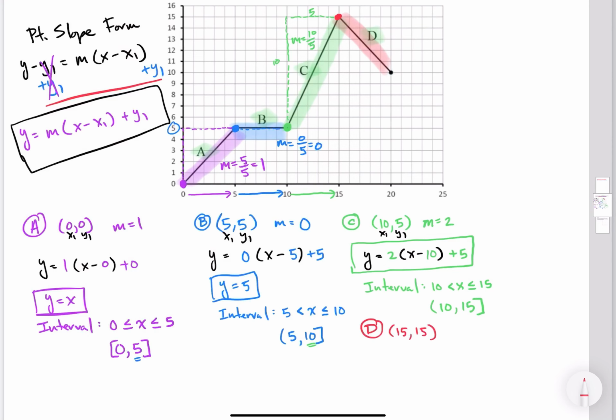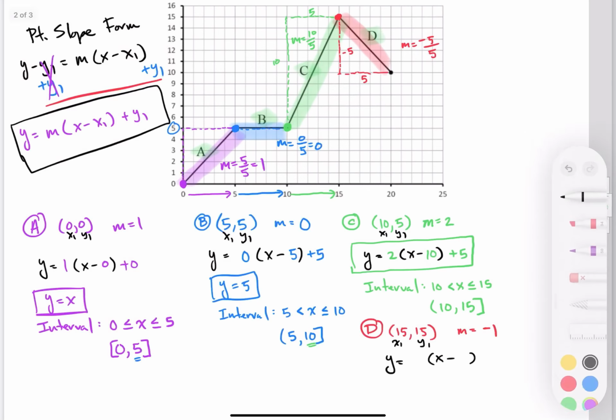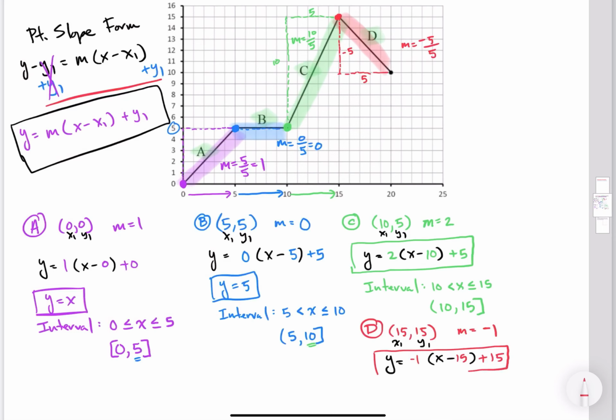Okay, and then the slope of this line, well, again, we'll do our rise over run. The rise this time, we're going down 5, so negative 5, and then over 5. So the slope in this case is negative 5 over 5. Well, negative 5 over 5 is just negative 1. So here we have our x1 and our y1. And again, all we've got to do is substitute it into that format. So y is equal to our slope times x minus x1, and we'll just plug in our pieces. So our slope is -1, and then we have 15 for x1, and then we have 15 for y1. So this right here is our equation.